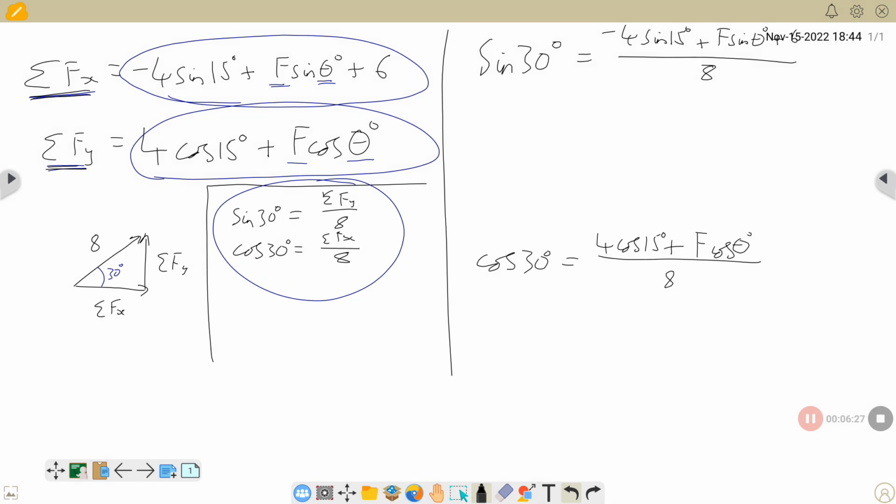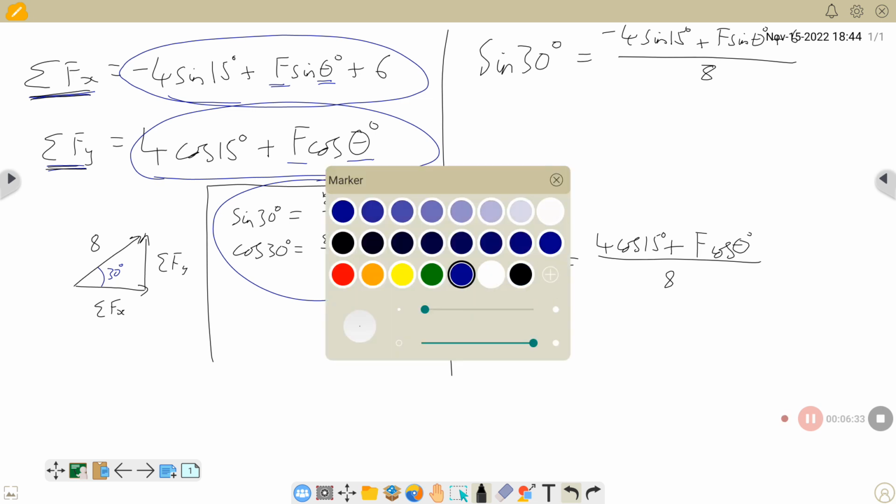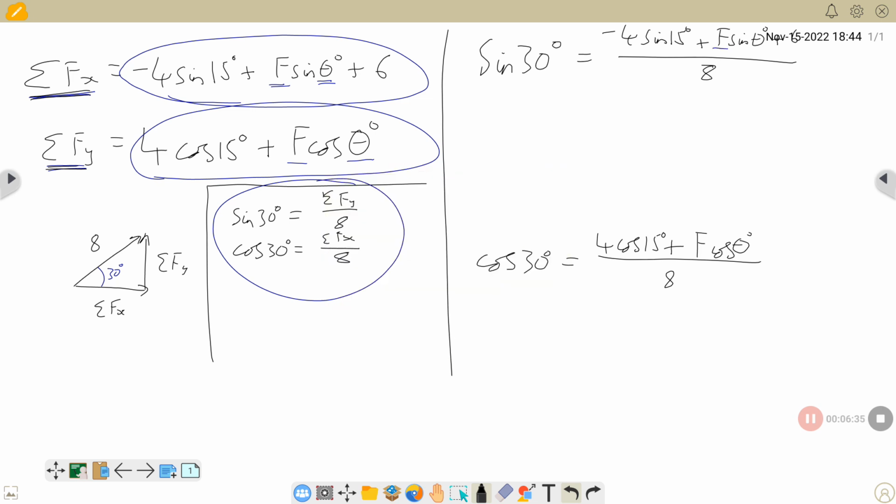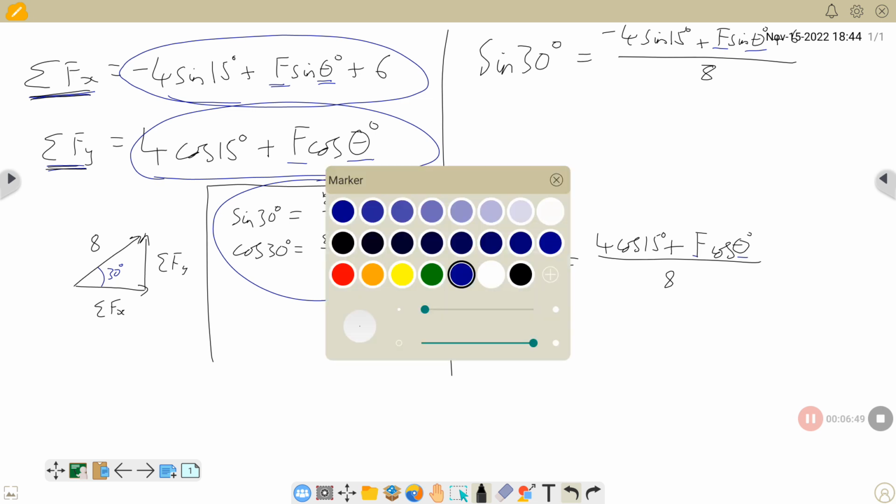Okay, is this solvable now? Well, evidently yes, right? We've got how many unknowns? We've got f and we've got theta in this one, and we've got f and we've got theta in this one. So there's only 2 unknowns, and we have 2 equations. Well, that would suggest to us then we have as many unknowns as we do independent equations. So this is solvable.